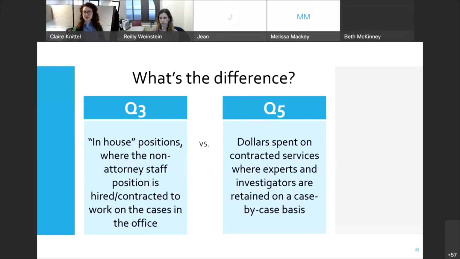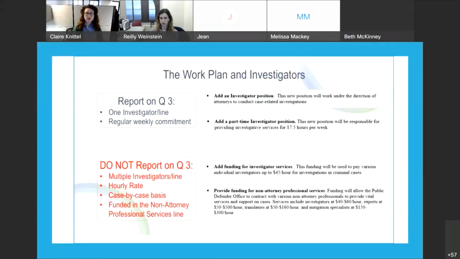And the difference then with question 5, I mean, 1 obviously is looking for dollars, but 2, question 5 focuses on contracted services where experts and investigators are retained on a case-by-case basis. And so if you remember from part 1, our second to last training, this slide here will help you determine which is which.